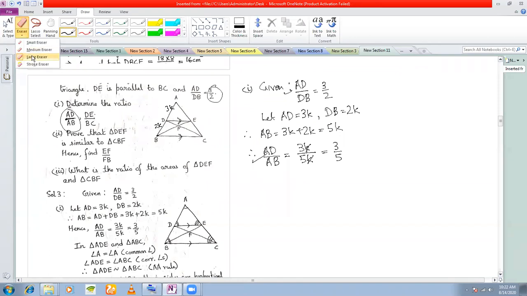Okay, so let us now check the second part of the question. You need to find DE by BC. That means this by this. In order to find the ratio of these two, you need to prove the similarity of the two triangles. Which two triangles? The type 2 figure. You need to prove the similarity of this triangle and the bigger triangle.